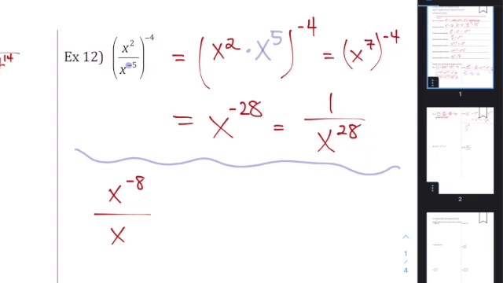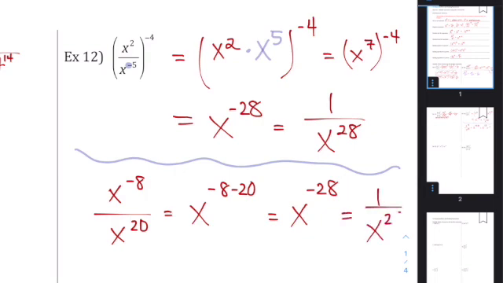But I don't like this way too much because the number gets bigger. And so you do x to the negative 8 minus 20. That's equal to x to the negative 28, and that's going to be 1 over x to the 28th power. So notice there's so many different ways of doing this.